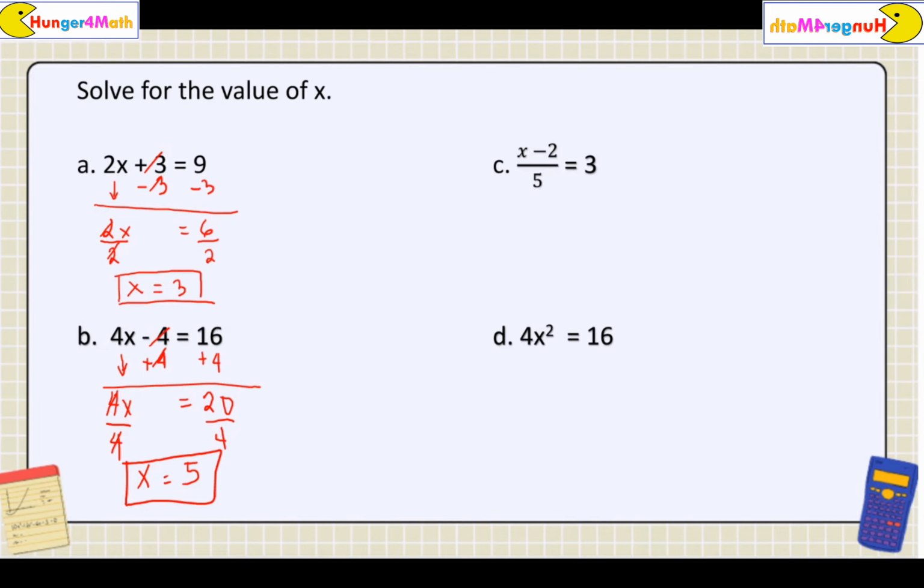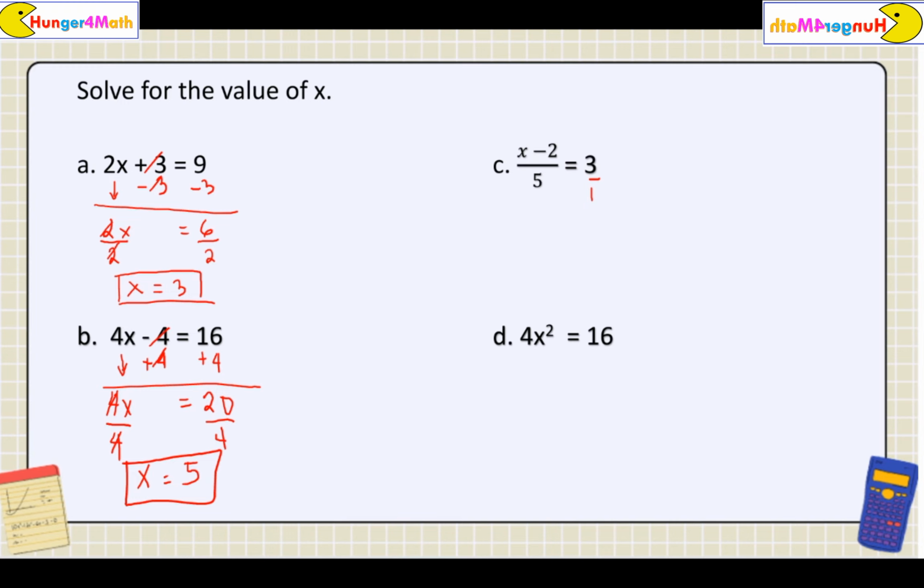Letter C, we have x minus 2 all over 5 is equal to 3. The x minus 2 all over 5 is a fraction, and that means that it's a division. And the inverse of division is multiplication. For the equation, we're going to use cross multiplication. On the right side of the equation, that is 3. So we can put a denominator of 1, since 3 divided by 1 is still 3. It didn't change the value.